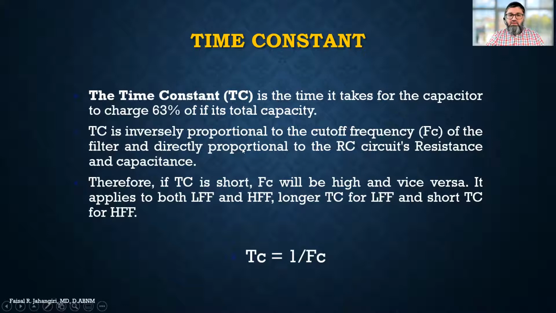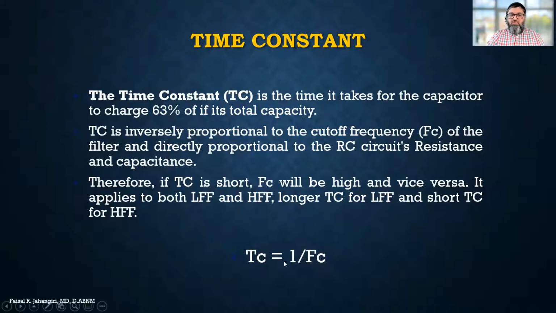circuit's resistance and capacitance. So if the resistance is high, the time constant will be high, or if capacitance is high, the time constant will be high, and vice versa. If resistance and capacitance are low, the time constant will be low. If the cutoff frequency is low, the time constant will be higher, and a low time constant means high cutoff. Therefore, if time constant is short, cutoff frequency will be high and vice versa. It applies to both low frequency filters and high frequency filters. Longer time constant for low frequency filters and shorter time constant for high frequency.